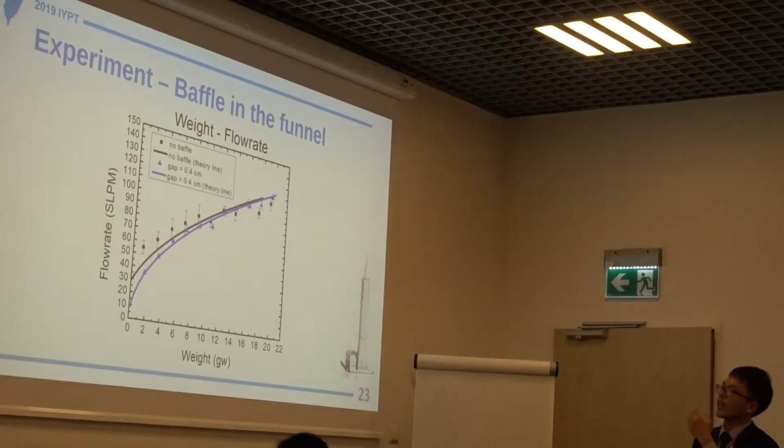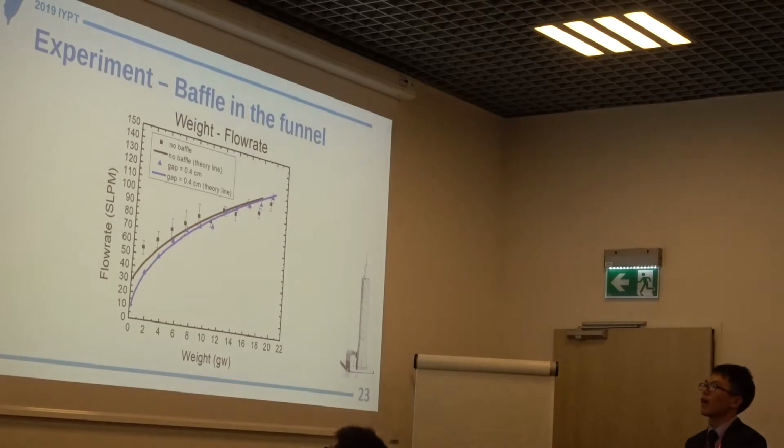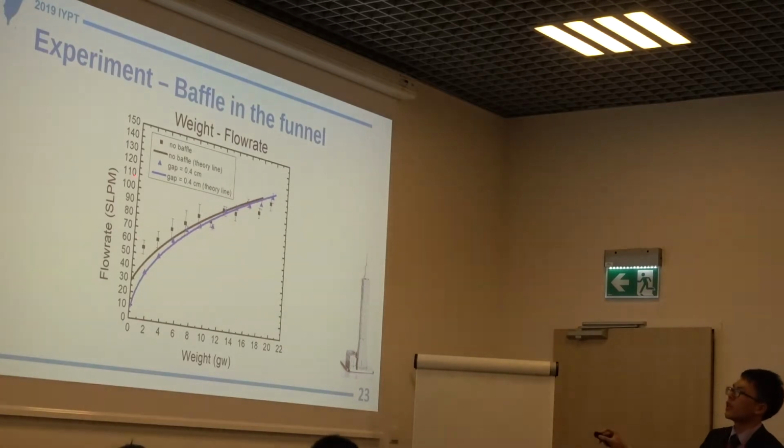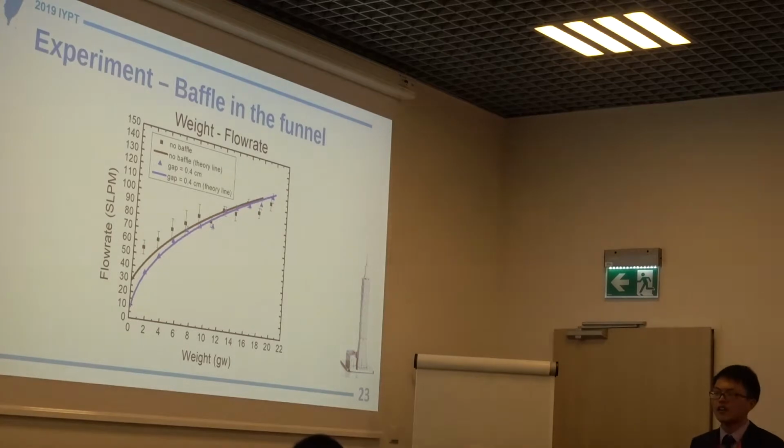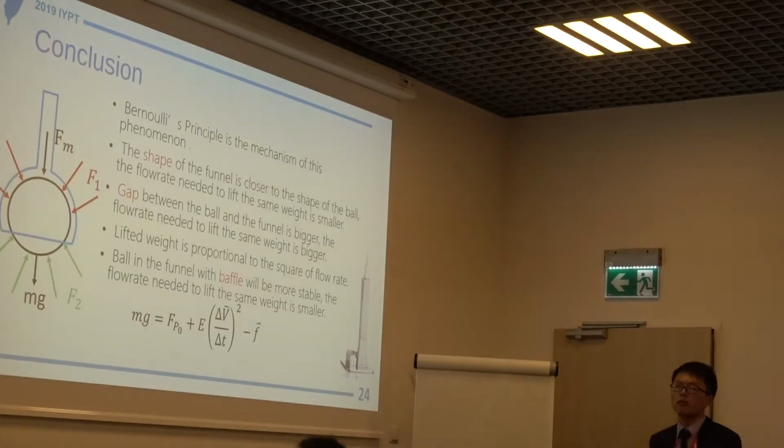Here the plus marks represent the result without the baffle, and the blue line represents the result with the baffle. You can see the blue dots match the theory better, and also are more stable. And when the weight becomes bigger, the difference becomes smaller. This is because when the weight is bigger, the impact forces do not matter as much on the ball. So this will be the conclusion.